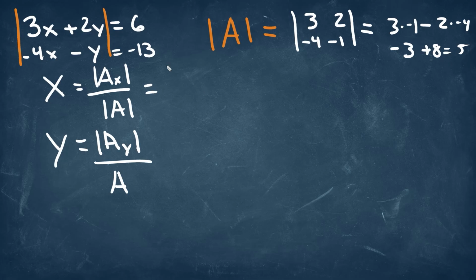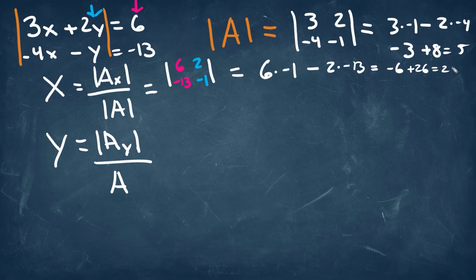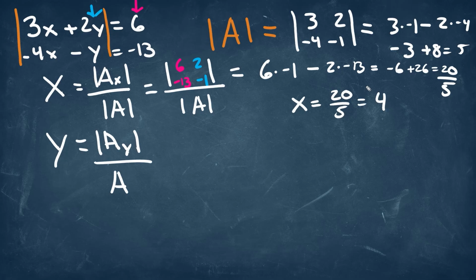Now A of x is going to be denoted by our numerical values, 6 and negative 13, followed by our y values of 2 and negative 1. That's going to simplify to 6 times negative 1 minus 2 times negative 13. That's going to be equal to negative 6 plus 26, which is equal to 20. Now remember, this is going to be over our determinant of A, which we found was 5. So x is going to simplify 20 over 5, which is equal to 4. And that will be our x value.